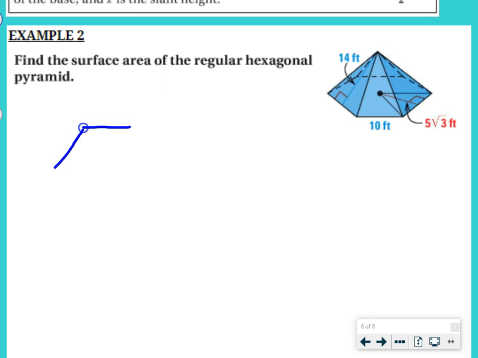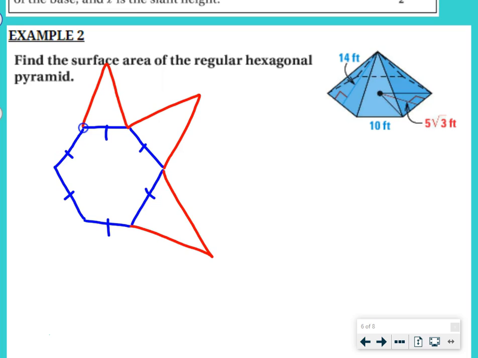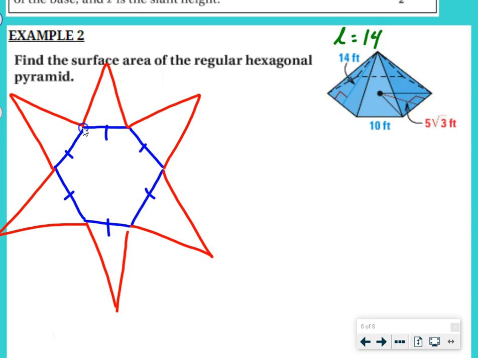We are working with a regular hexagonal pyramid. So draw that net. We've got the base, which is a hexagon, and then we just have those triangular faces. So if you draw on those triangular faces, you're good to go. Now I just need to label those measurements. So measurements, we know that the slant height is 14 feet. This would be your slant height, 14. So that's the height of one of these triangles.